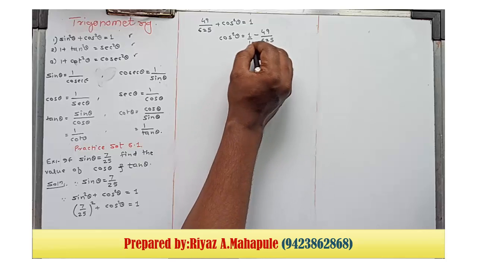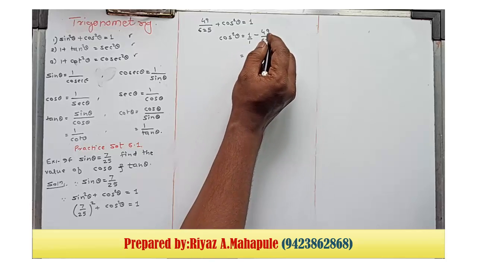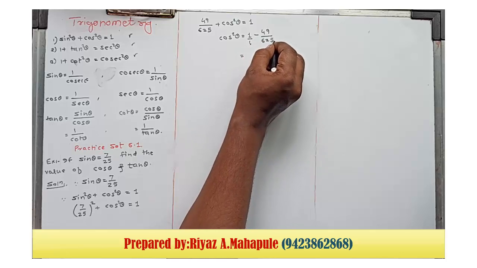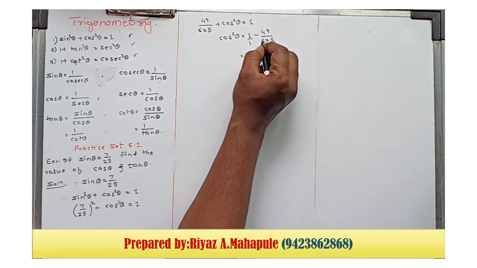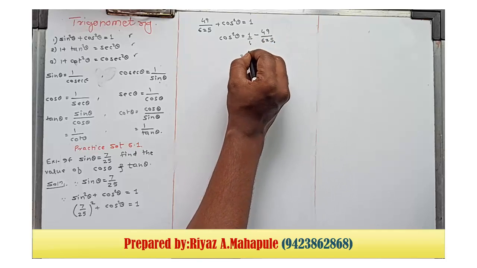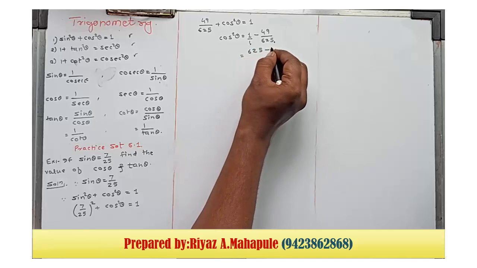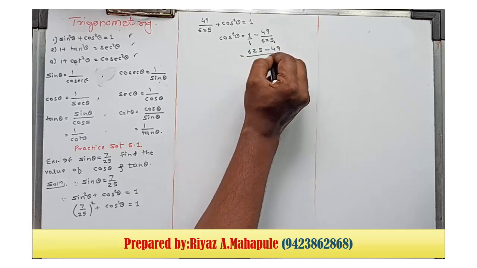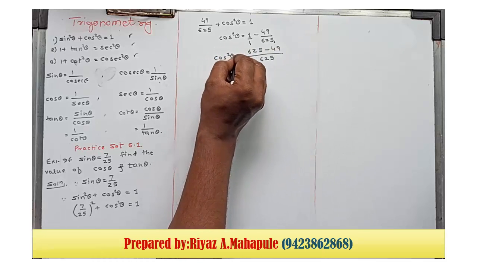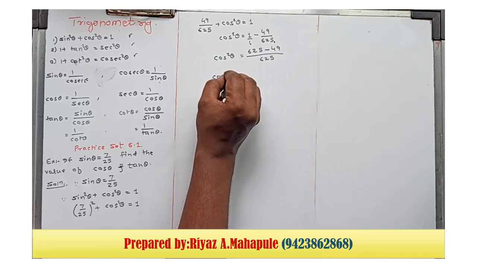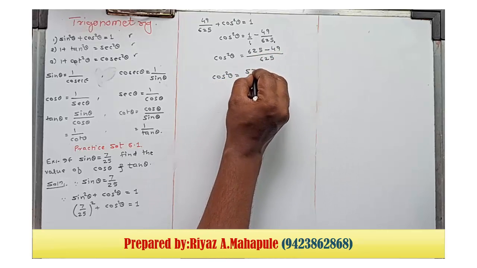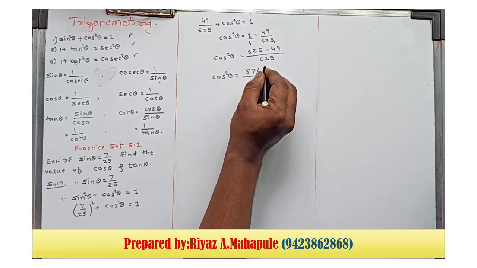Now here we have to take the subtraction of two fractions. While taking the subtraction of two fractions, we first observe the denominator of each fraction. The denominators are different here, so we perform cross multiplication. So 625 ones are 625, minus 49 ones are 49, divided by 625 ones are 625. This is the value for cos square theta.